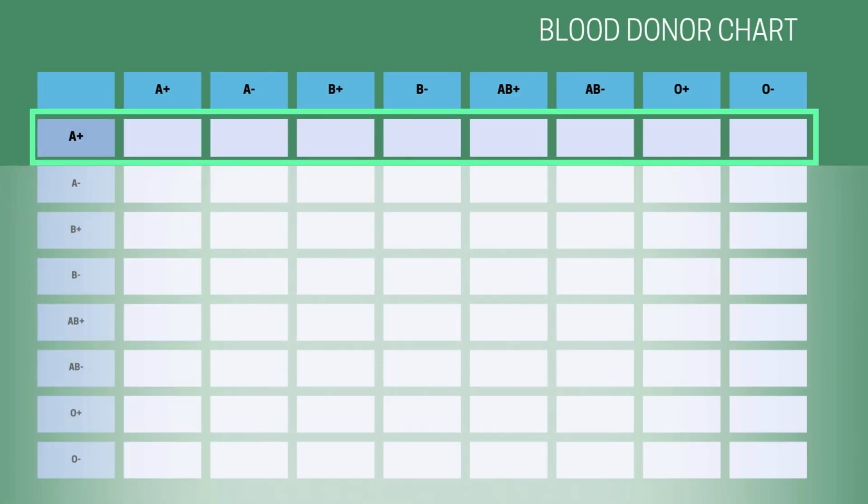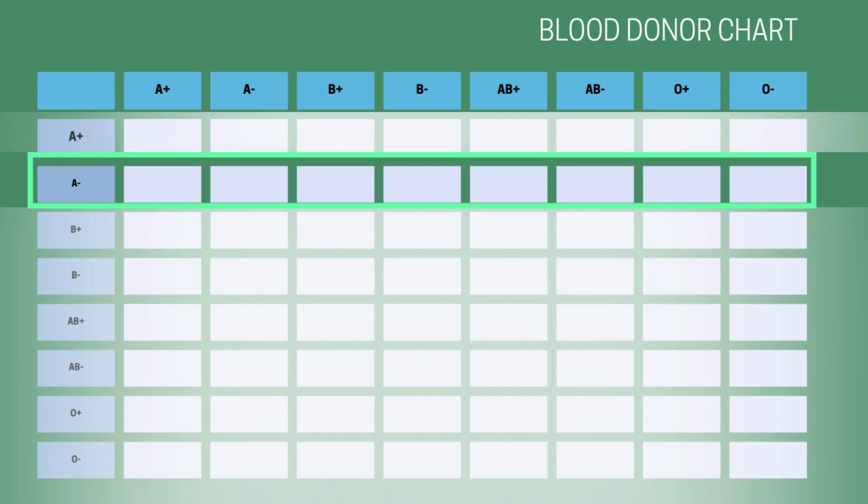Let's start with A positive and see who this patient can receive a donation from. An A positive patient can receive blood from an A positive donor and an A negative donor. They can also receive blood from O positive and O negative donors. However, they cannot receive blood from any type B donor, whether positive or negative, because a patient with type A blood has anti-B antibodies that would react with the B antigen. Similarly, an A positive patient cannot receive blood from an AB donor, either positive or negative, for the same reason. The presence of the B antigen would trigger a reaction.